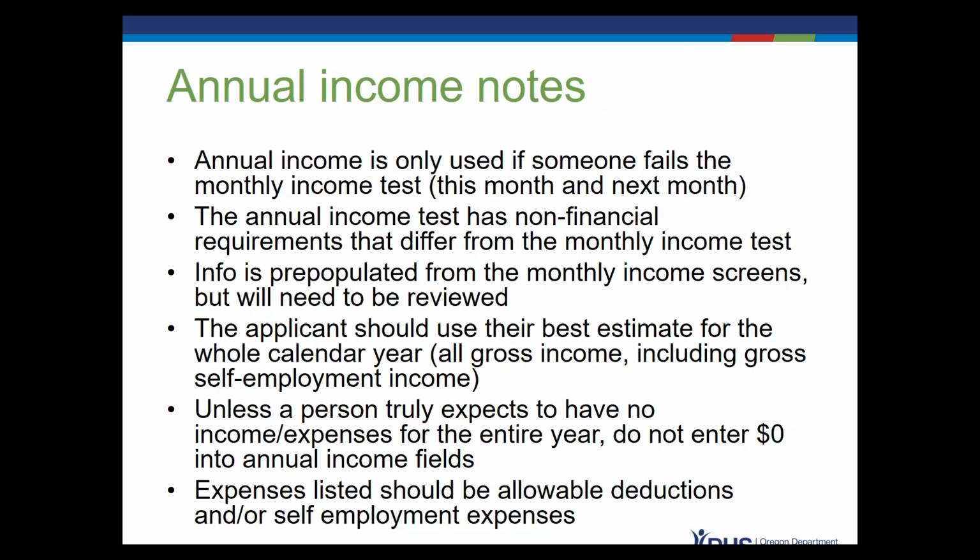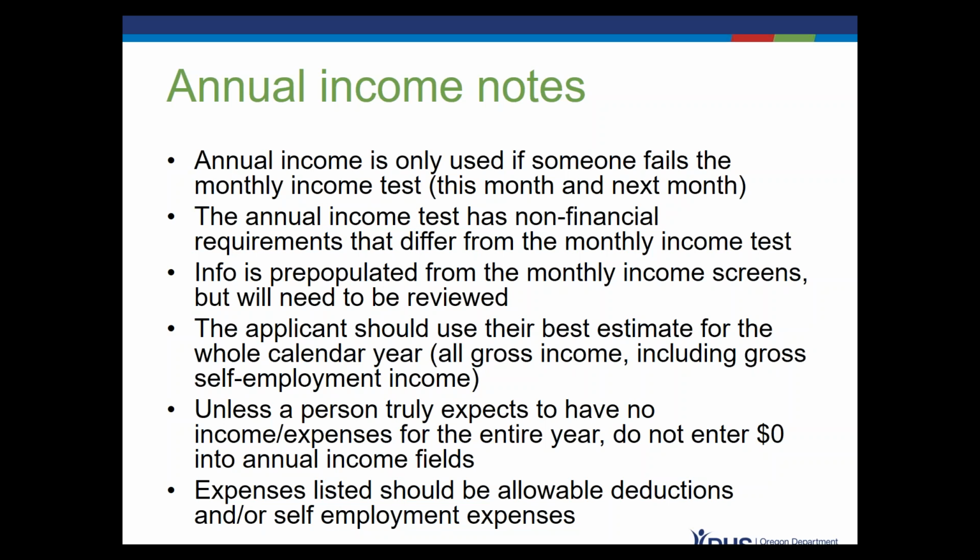People should use their best estimate for the whole calendar year. So we're not asking how much have you made to date, although you can use a document that says I've made this much to date to help you make that decision. We are looking at that calendar year, so that's very important. So all of 2018, and when we get to 2019, all of 2019. Unless a person truly expects to have no income or expenses, and they haven't for the year up to date, we really should be avoiding those zeros.